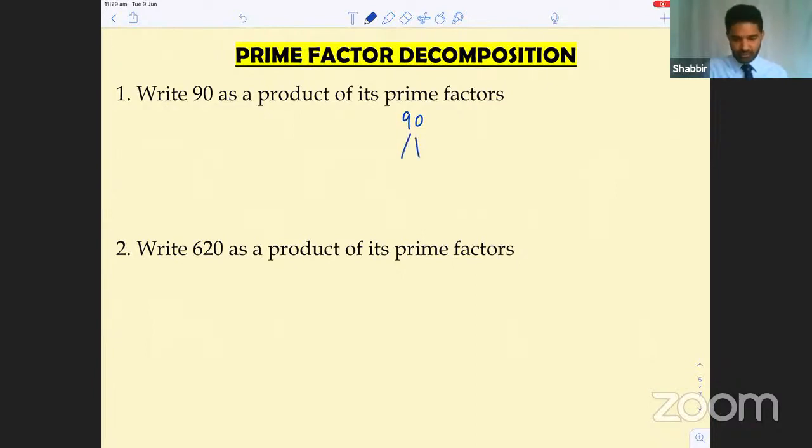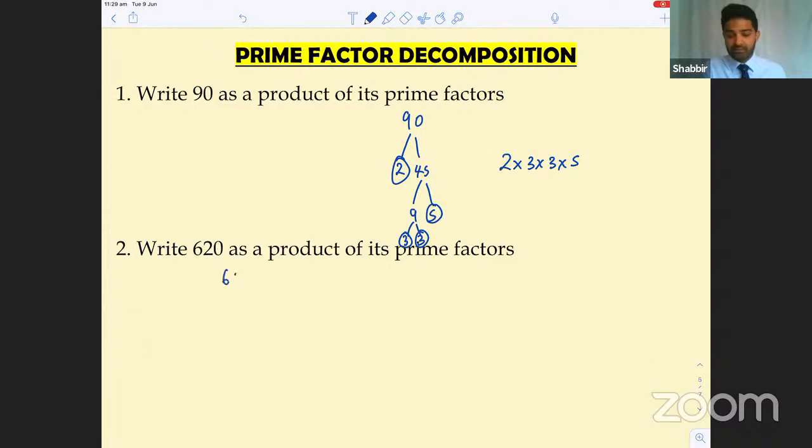So I'm going to do 2 times 45, circle the 2, and then 9 times 5 is 45, circle the 5, and then to make 9, it's 3 and 3, and both of those are prime. So your answer should be 2 times 3 times 3 times 5. I hope you got that.